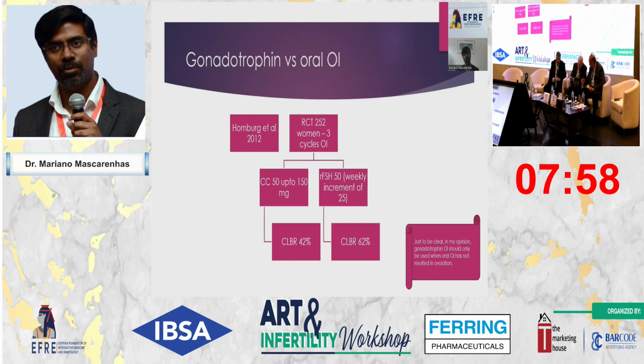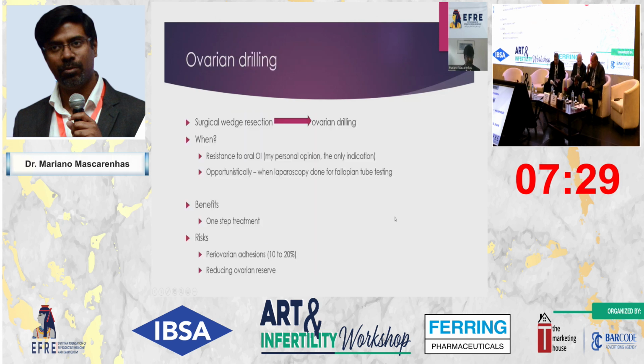And can we use gonadotrophin instead of oral ovulation induction? This was the subject of a randomized trial. Interestingly, they found the cumulative live birth rate was actually slightly higher in women who had straightforward recombinant FSH rather than starting with clomiphene 50 and then going up to 150. But just to be clear, in my opinion, gonadotrophin should only be used if oral ovulation induction has not resulted in ovulation. But just to say there's been a trial on the subject.